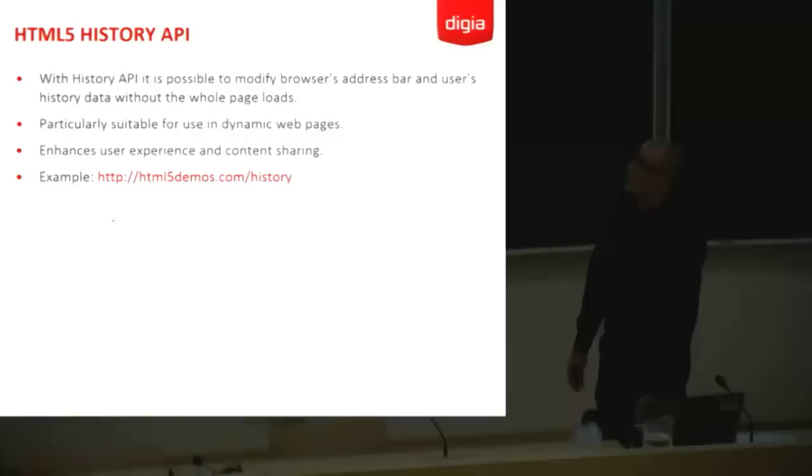Okay, how about the HTML5 history API? We have dynamic web pages that need to be updated and need to be navigated. But when we change the URL, the web page will be refreshed. So when I want to share some address, it needs to be done in some other way, like using a hash or some other technique, like creating a tiny URL and giving it to the user or something like that.